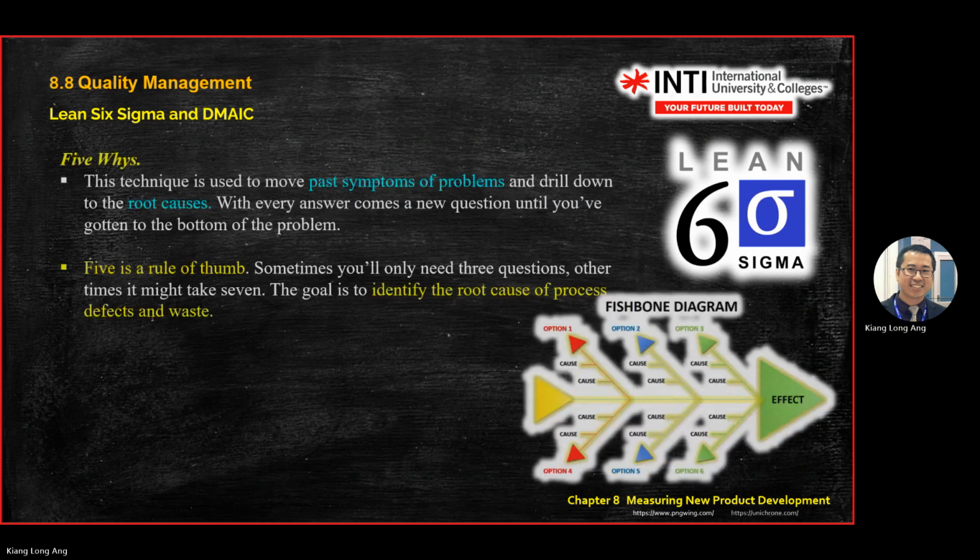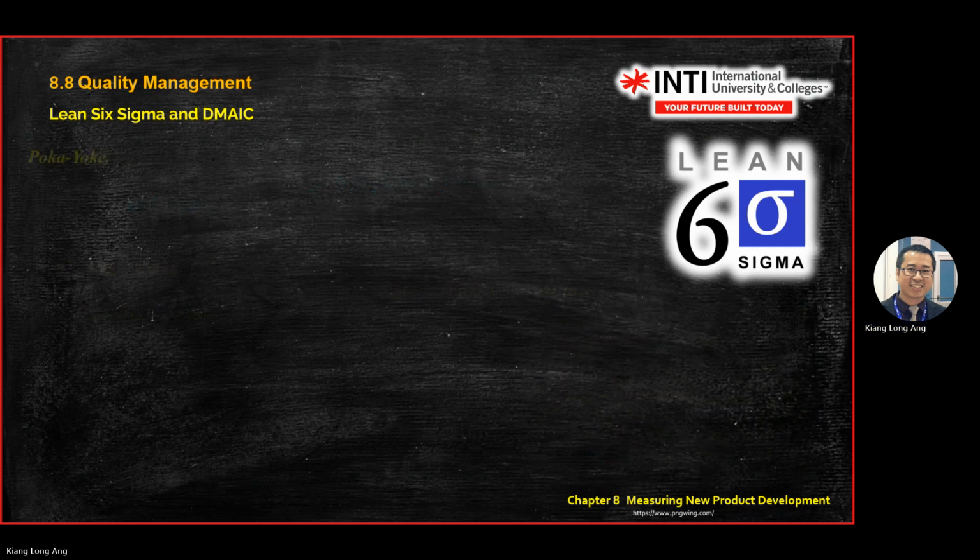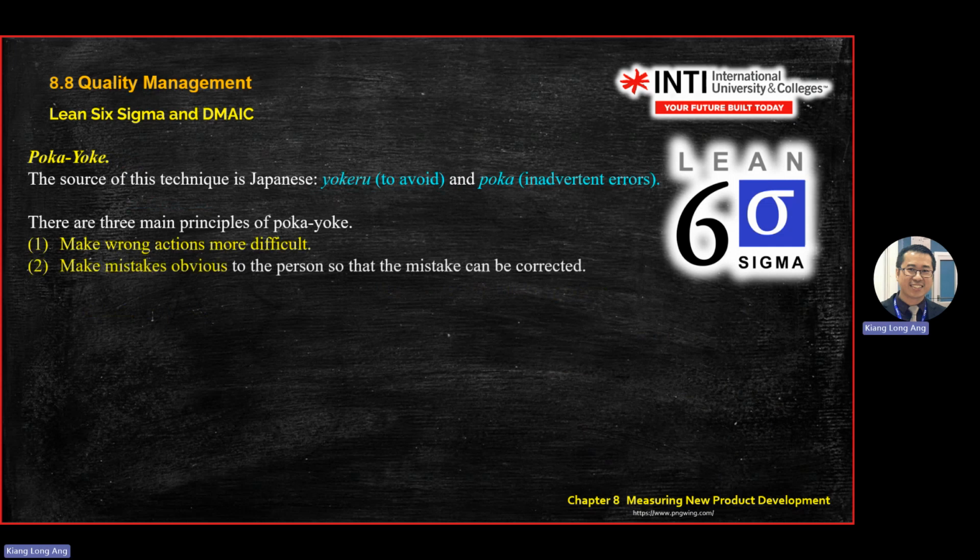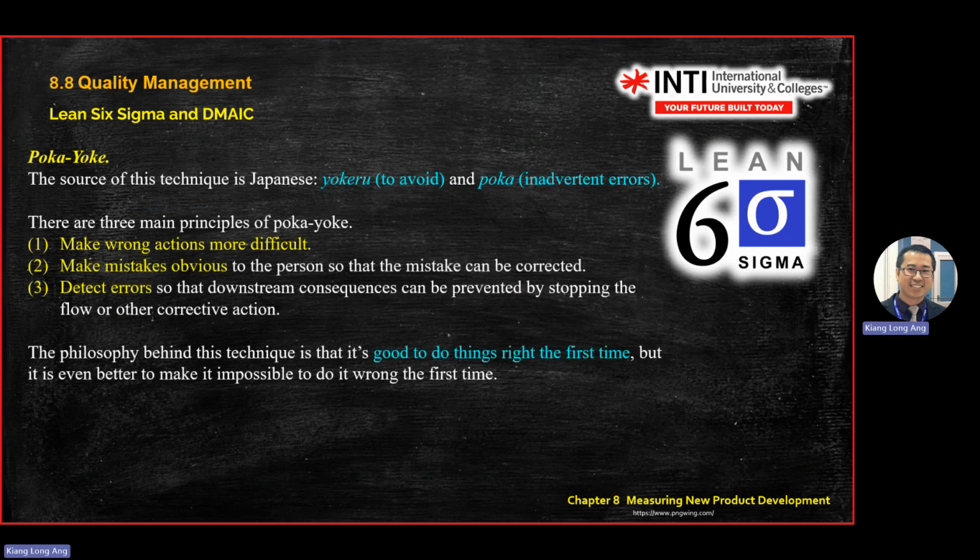5 Why. This is to build the fishbone. You need the 5 Why process. Poka-yoke, again, is to avoid stupidity to avoid error. So, three principles of Poka-yoke: make wrong action more difficult. That's why, for example, with a SIM card, if you have the wrong orientation, you're not able to push the SIM card in.